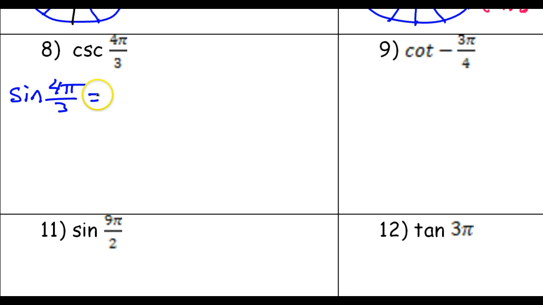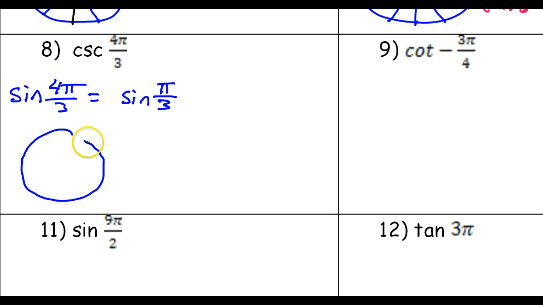Well, the sine of 4 pi over 3 is going to be the same thing as the sine of the reference angle pi over 3, give or take a negative sign. To figure out if it's going to need a negative sign or not, let's draw a unit circle real quick and divide this upper pi into 3 pieces since it's pi over 3. So that would look something like this.